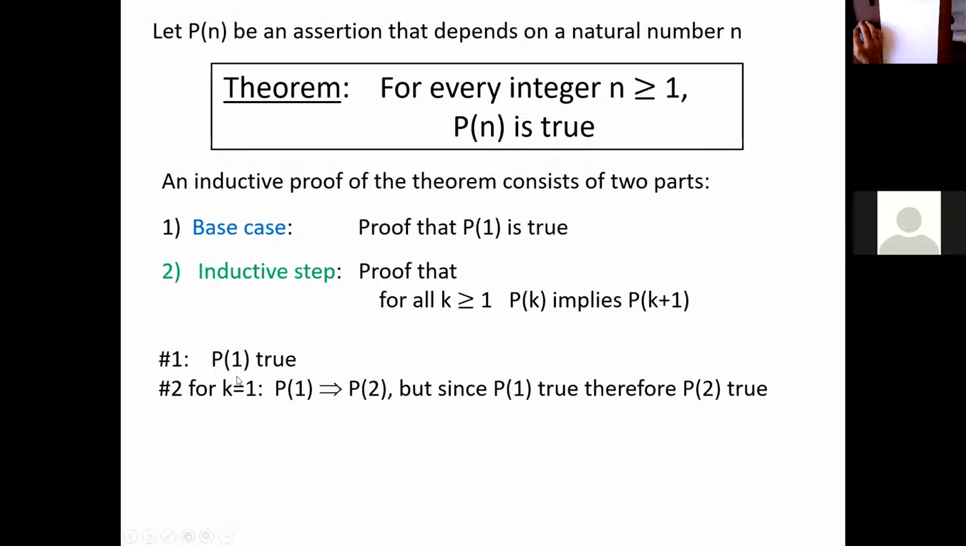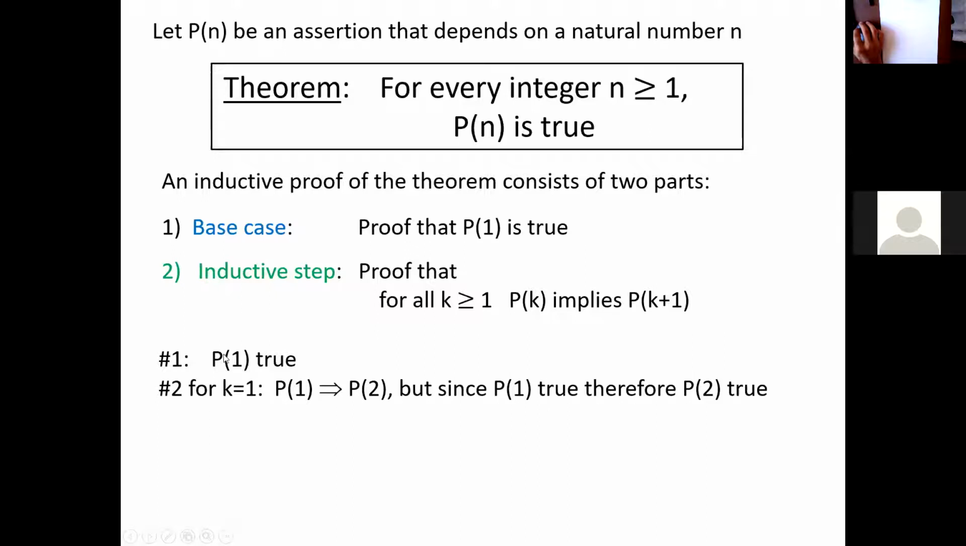Now, I want to know whether P2 is true. If I instantiate the inductive step with integer k equal 1, then what the inductive step says is that P1 implies P2, right? Because 1 satisfies this part, and the inductive step proved this for all k. Therefore, in particular, it proved it for k equal 1. And for k equal 1, this says P1 implies P2.